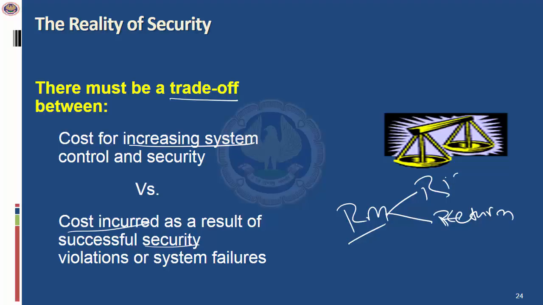So it means by implementing certain types of controls, you need to bring the risk to an acceptable level, but there is also cost involved. And what is the benefit of implementing these controls? You also need to look at the cost benefit analysis.